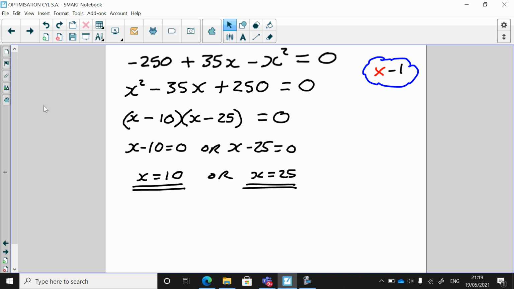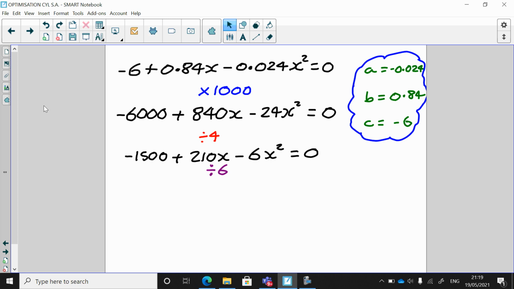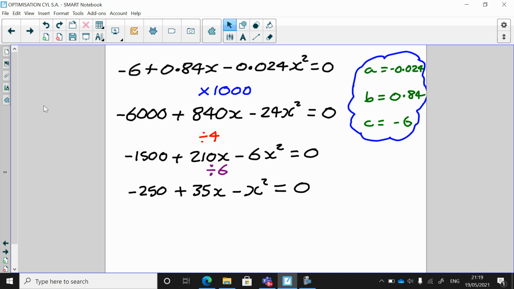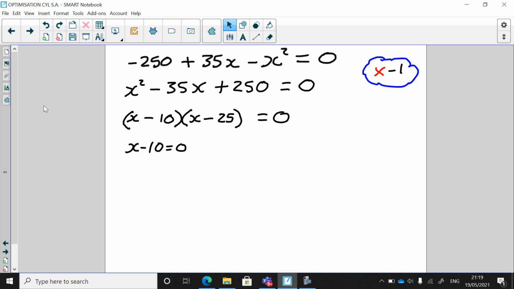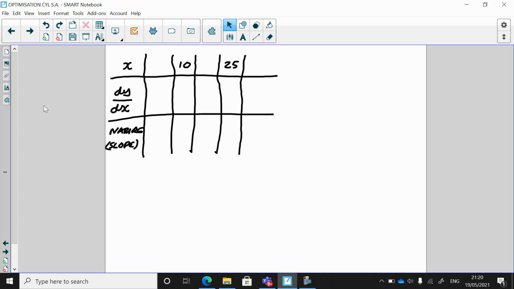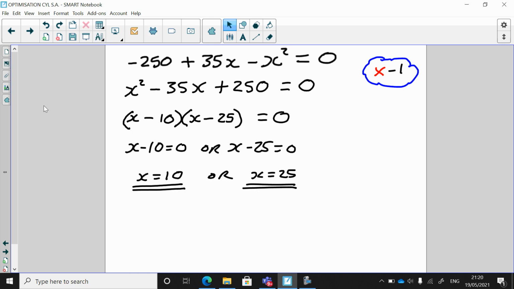But I didn't like to use those values of A, B, and C because they might have given me problems. They might have given you problems. But this is a good little exercise for your algebraic skills. Okay? This is not about an assessment. This is about you. This is about your knowledge. Okay. I'm going to use a nature table here with 10 and 25.